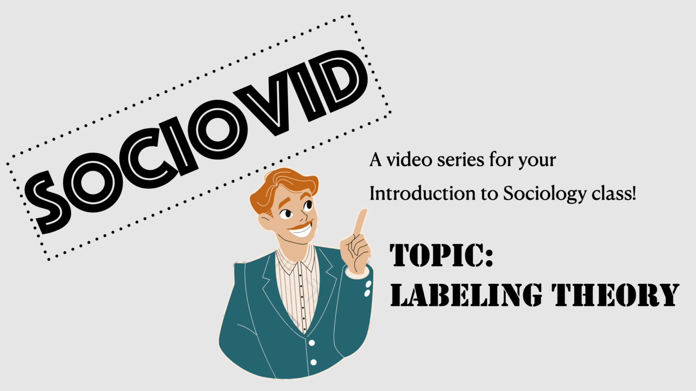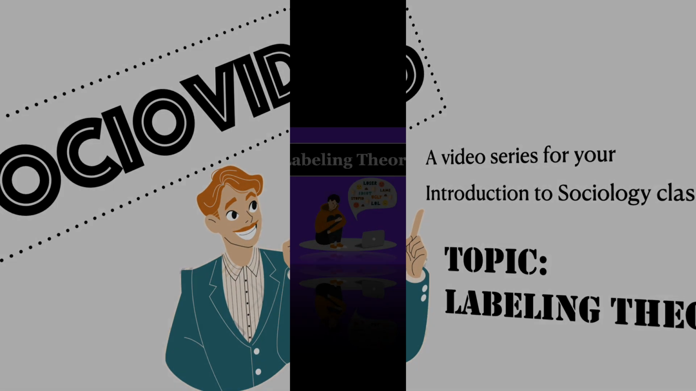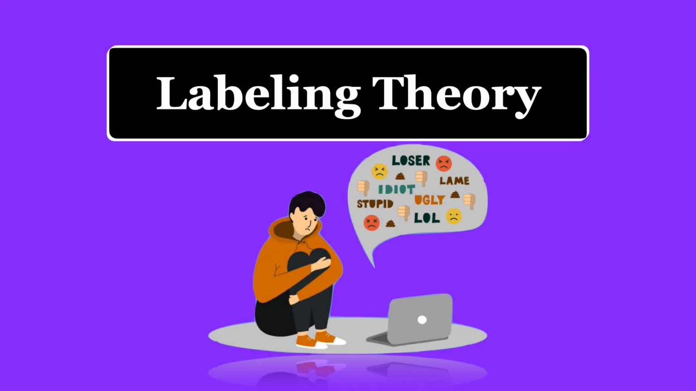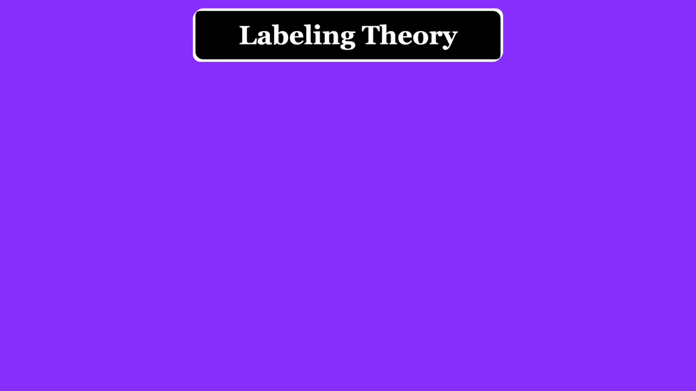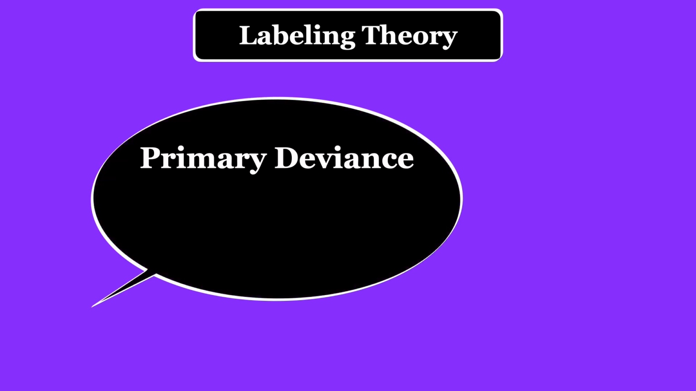The topic for this video is the labeling theory. Let's get started. What is the labeling theory? The labeling theory is an important part of sociology when it comes to trying to understand why somebody engages in deviant behavior. So let's break this theory down step by step.